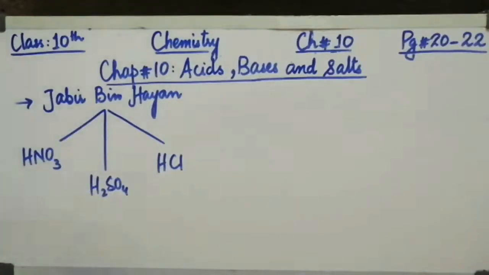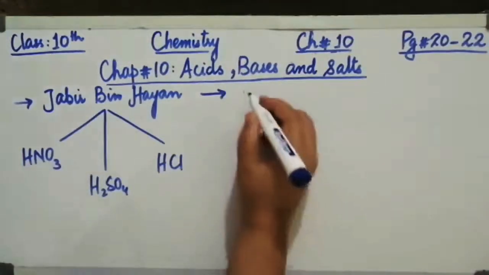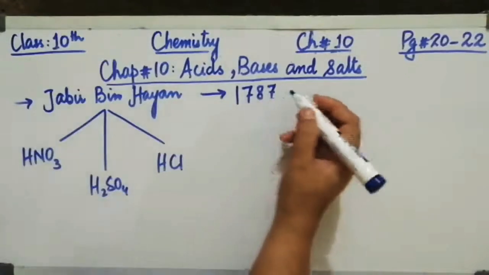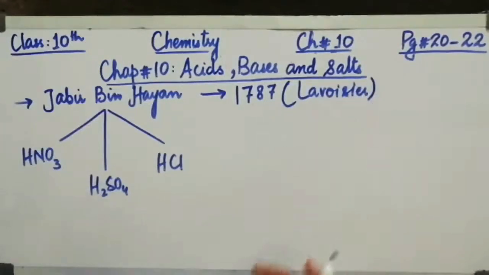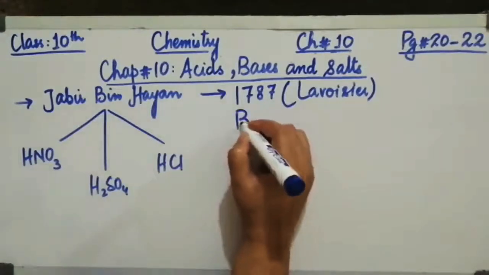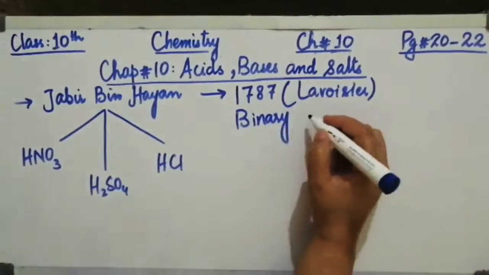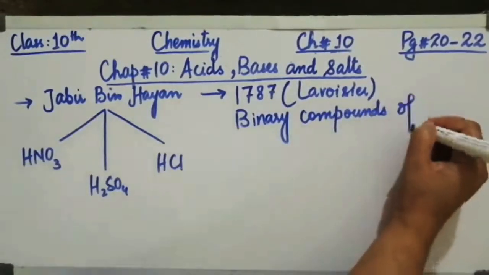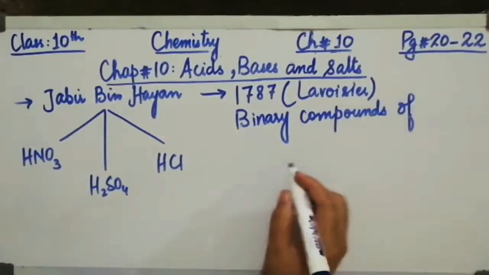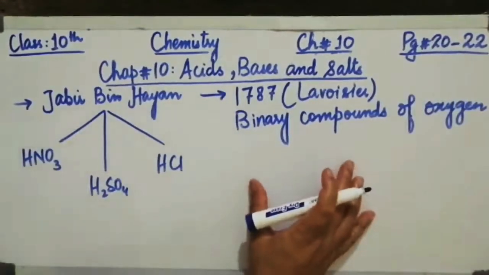Then we have the next scientist related to the discovery of acids, bases and some salts. In 1787, Lavoisier. What is the name of the scientist? Lavoisier, who named binary compounds of oxygen such as carbon dioxide and sulfur dioxide. So his work is related to the binary compounds of oxygen, and oxygen basically combines with different elements to make binary compounds.